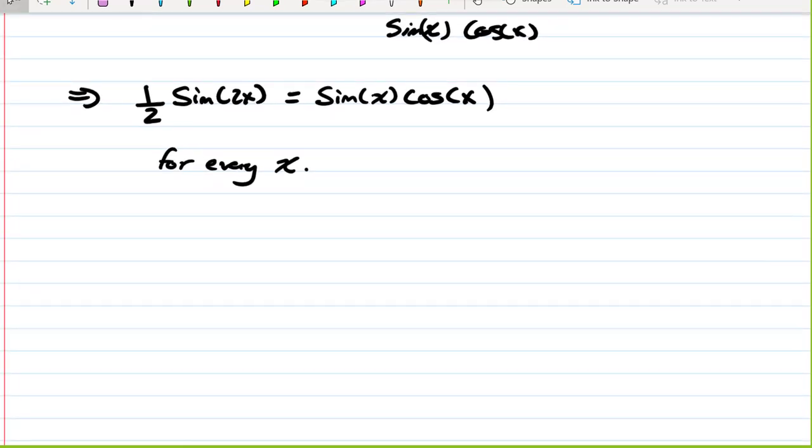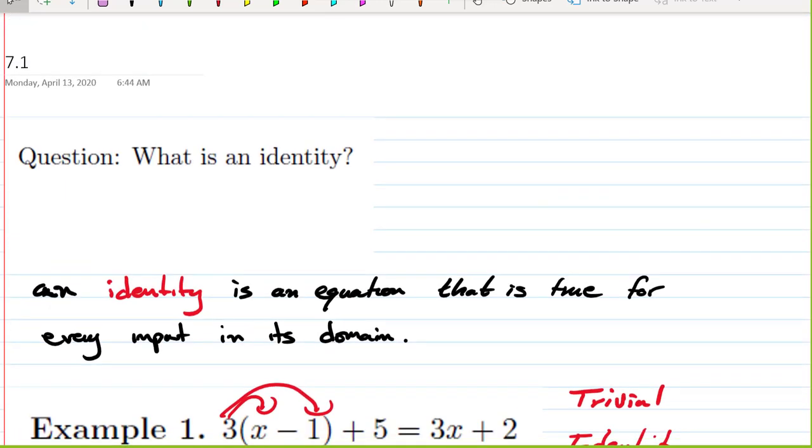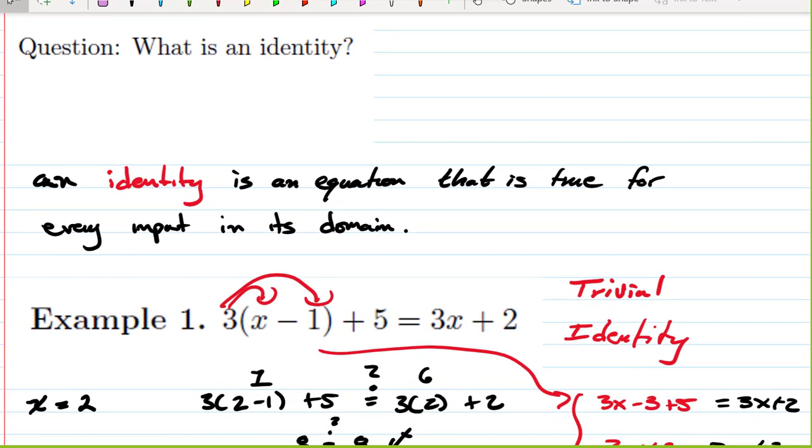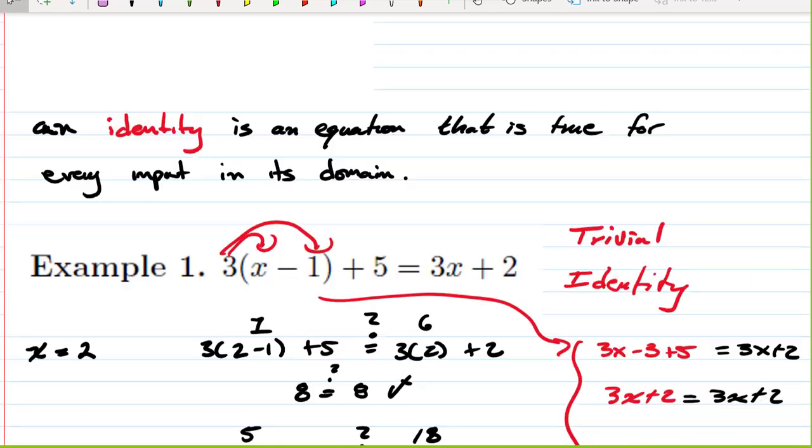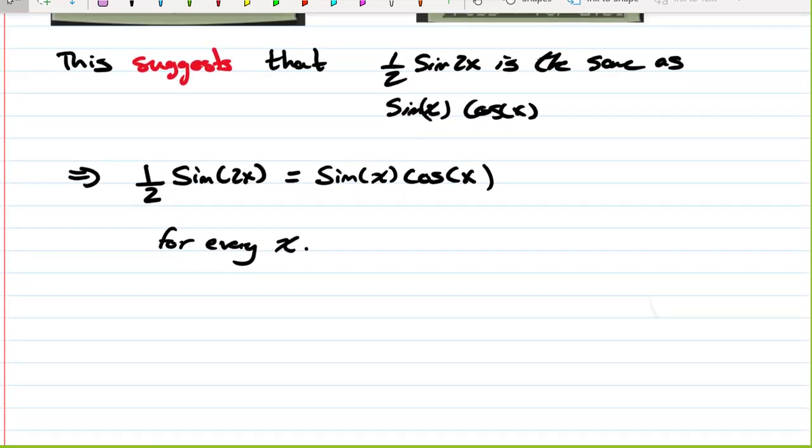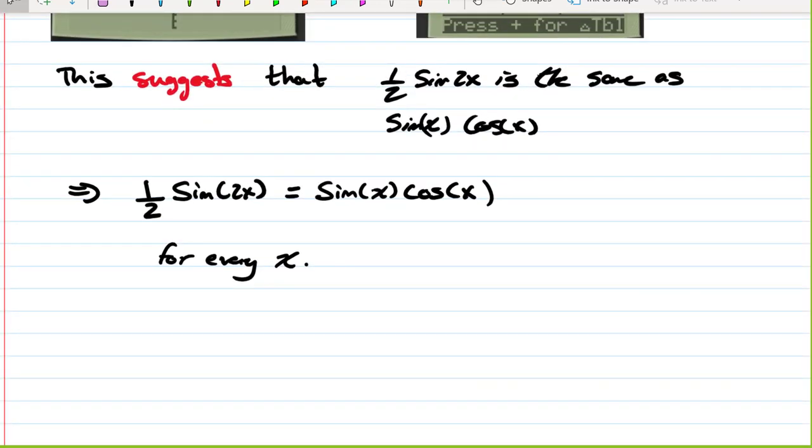So our goal then is we need to build up a whole bunch of identities. So before we do that, let's go back to what an identity is. An identity is an equation that is true for every input in its domain. So that means that 1/2 the sine of 2x is the same as the sine of x times the cosine x.